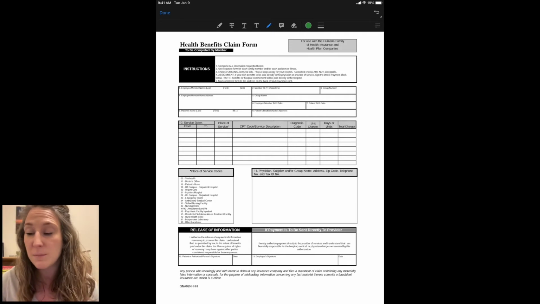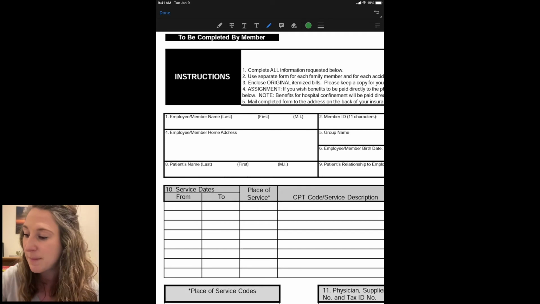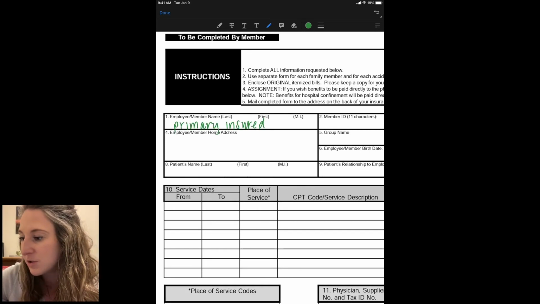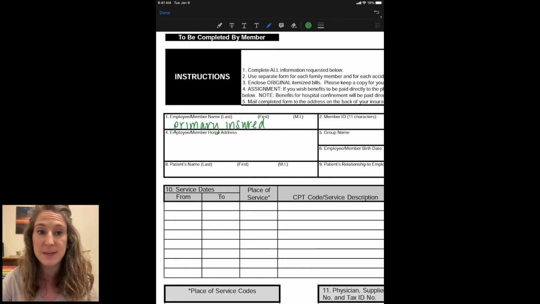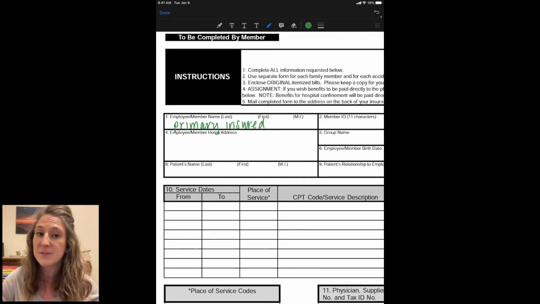This is just what the form looks like. We will go through it. This employee/member name, that's going to be the primary insured. So this is usually a parent. It might be the dad if there's a stay-at-home mom. It might be the mom if she's the breadwinner. It really just depends on the family.